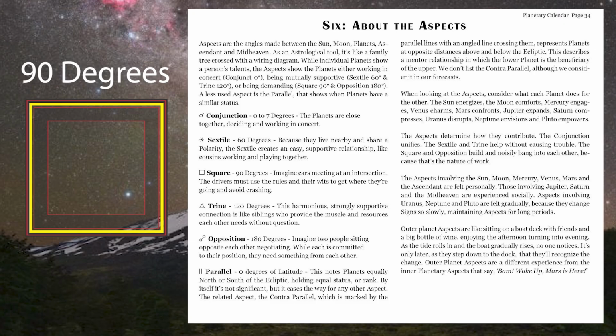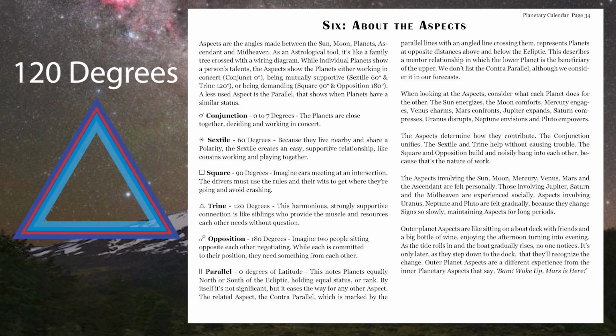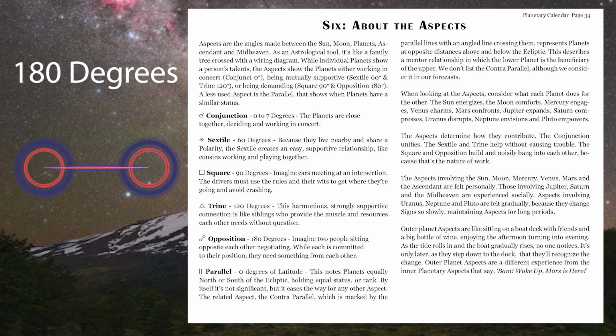Productivity depends on negotiation. The trine is 120 degrees. This harmonious, strongly supportive connection is like siblings who provide muscle and resources for each other without question. They have the same polarity. The opposition is 180 degrees. Imagine two people sitting opposite each other negotiating. While each is committed to their position, they have a great deal in common and yet different goals, but they shift their actions because of this connection.